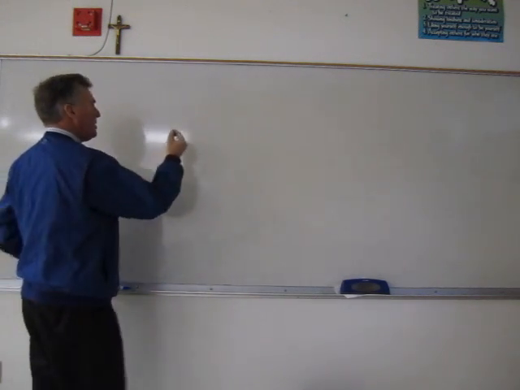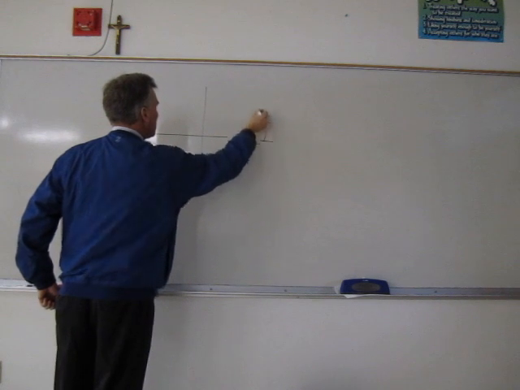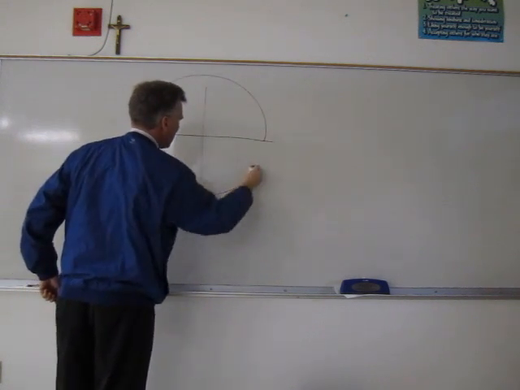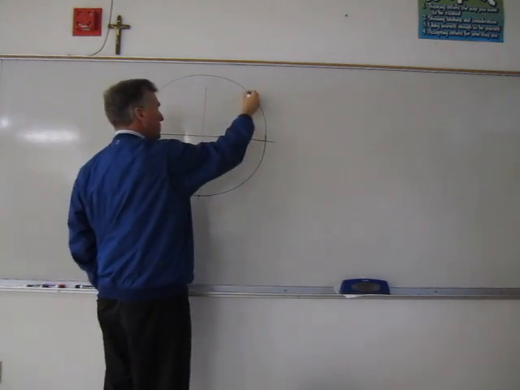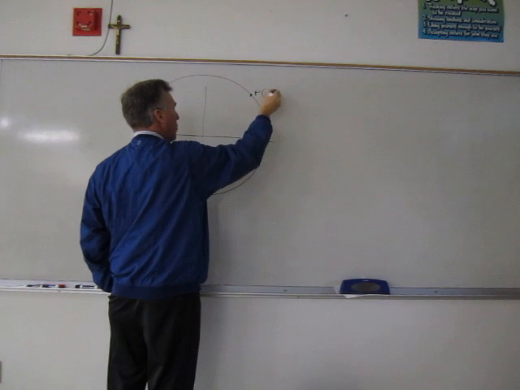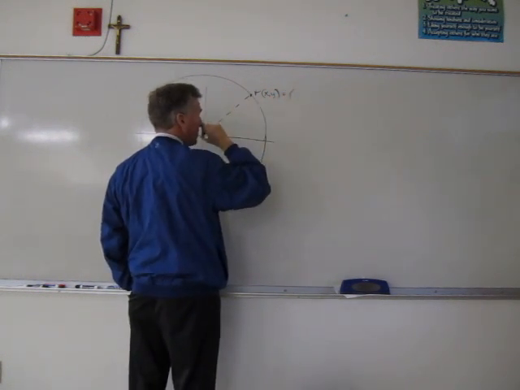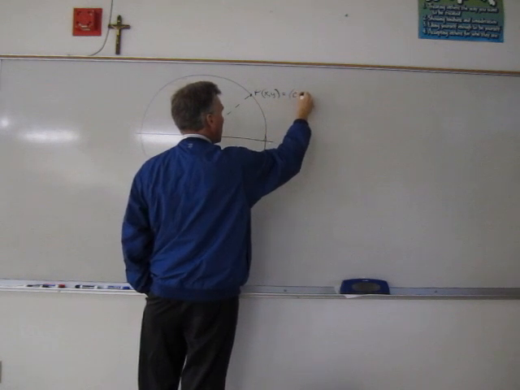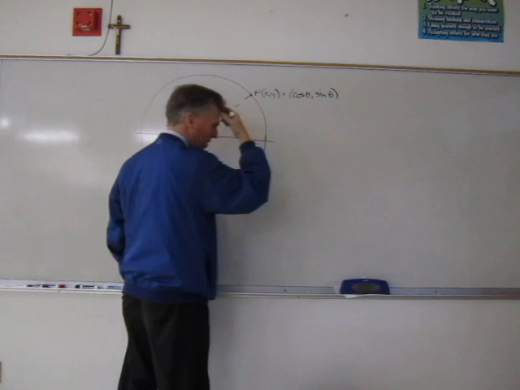So let's draw a unit circle. And we'll recall that on the unit circle, if we have a point P(x, y), that corresponds to some angle. And so you have cosine of theta, sine of theta.